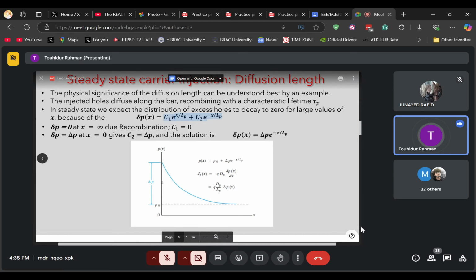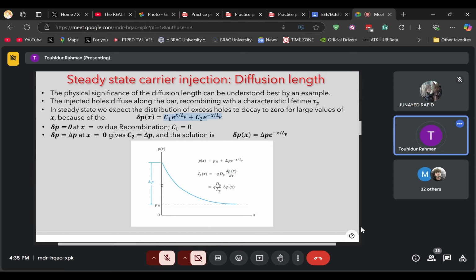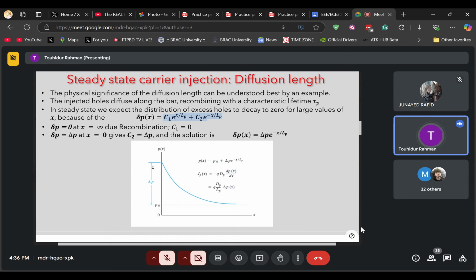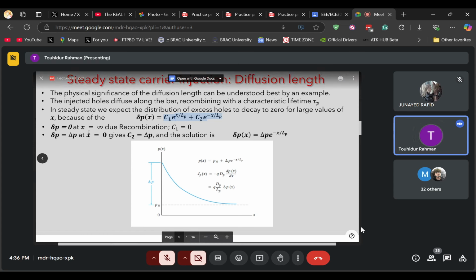So that means our water tank, or whatever you call it, is defined only in the region greater than x equal to 0. So there should not be any diffusion on the left hand side. And also, because there will be recombination, after a certain distance all the extra carriers will recombine, right? Because we are considering diffusion and recombination, remember.